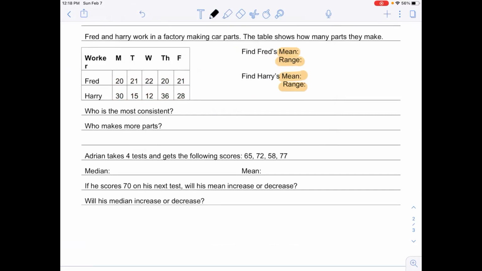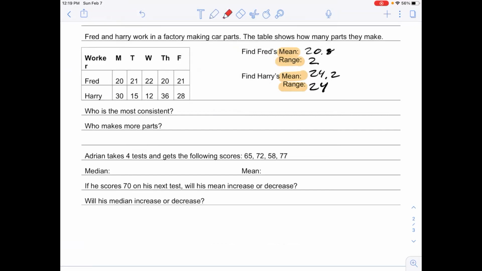So hopefully you've done this. So for Fred's mean, we added 20, 21, 22, 20, and 21, divided that by 5, and we got 20.8. For Fred's range, we do 22 minus 20, and we get the number 2. For Harry's mean, we add up 30, 15, 12, 36, and 28, and we get the number 24.2. And for Harry's range, we do 36 minus 12, and we get a range of 24.